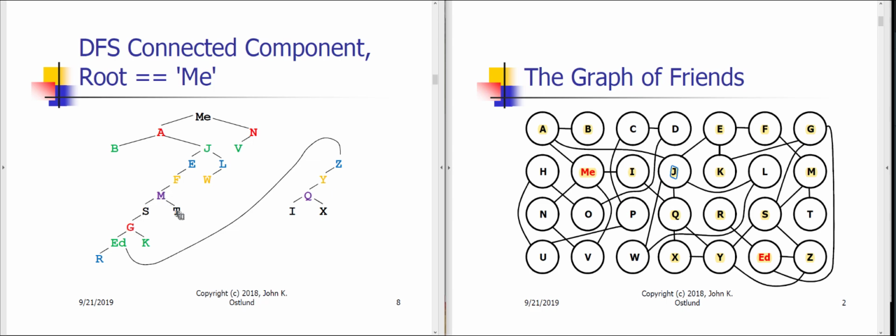Backtrack up to M and visit T. Backtrack to J and visit L and W. And finally, we end up backtracking all the way up to me and visit N and V.